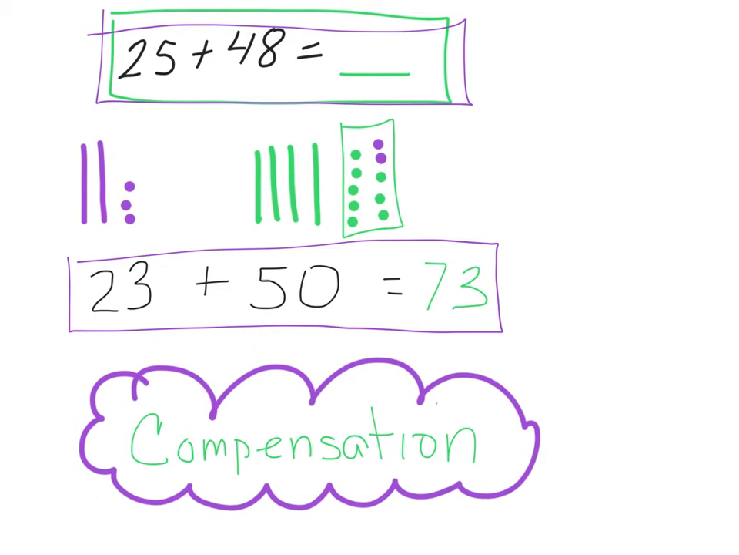Let's try a few more examples just so that we are comfortable with using compensation. Compensation is a way to add two-digit numbers. We're going to take ones from one addend to make the other addend a tens number. Remember, a tens number is a number that has a zero in the ones place.